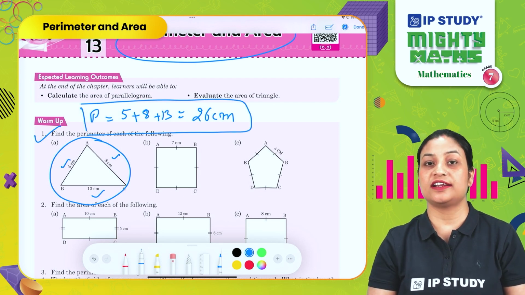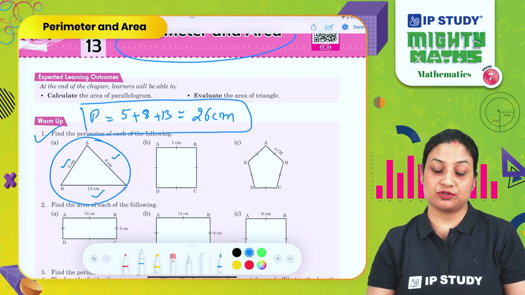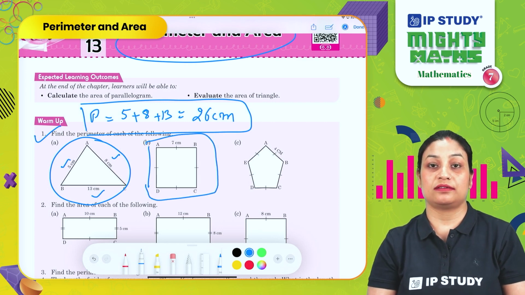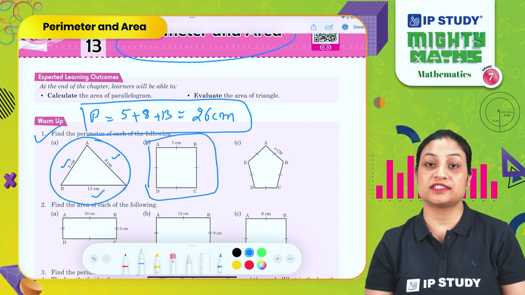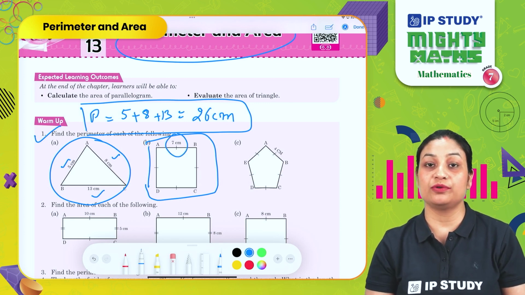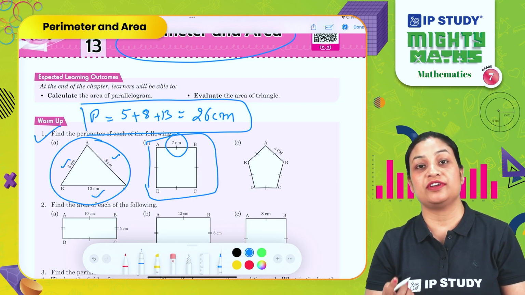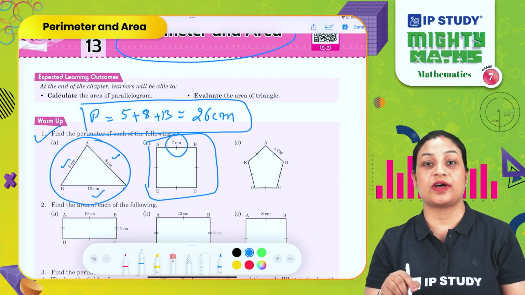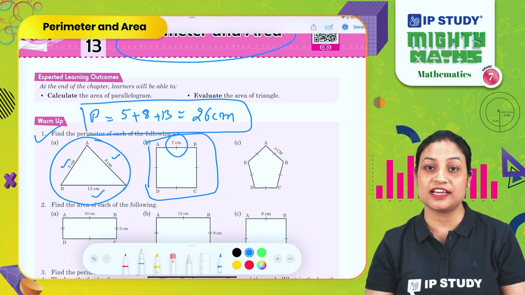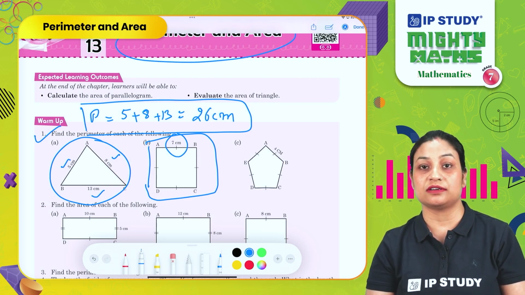Now let's take another example. Suppose I ask you to find out the perimeter of the square. Right? So what is the side of the square over here? That is 7. Right? So what do we have to do in order to find out the perimeter of the square? We know that all the sides of a square are equal. If one side is 7 centimeter, it means that the other three sides are also 7 centimeter. So to calculate its perimeter, what will we do?